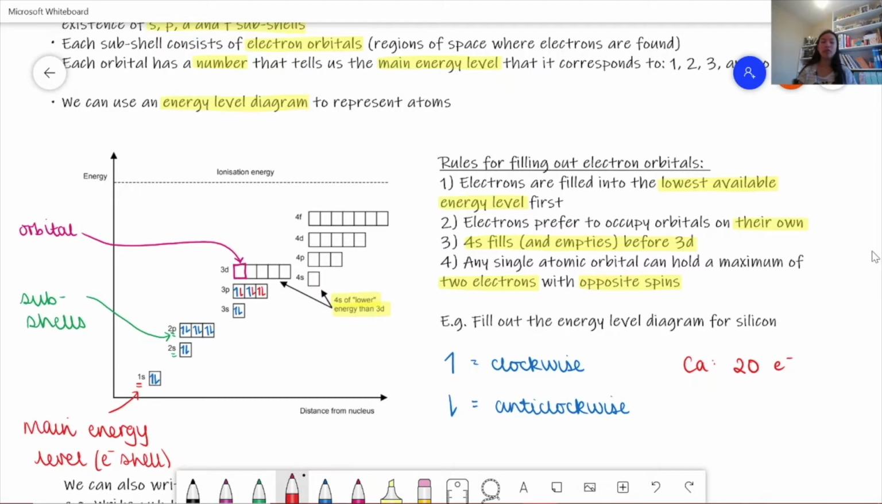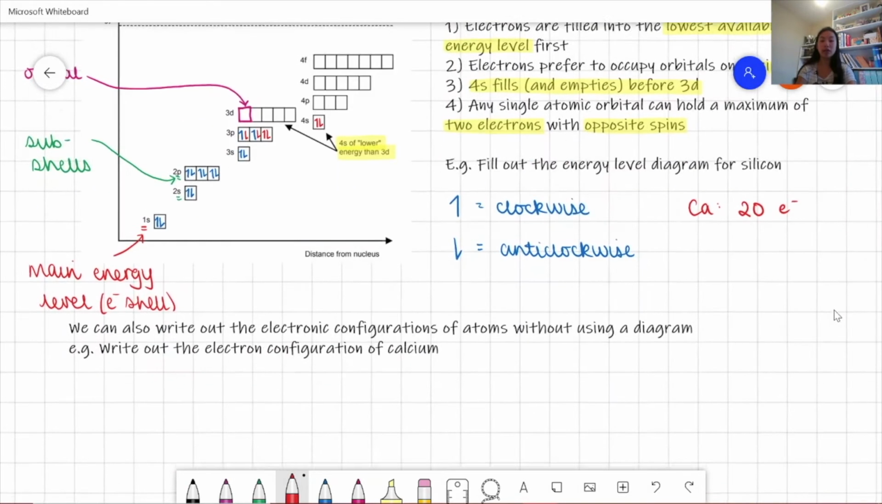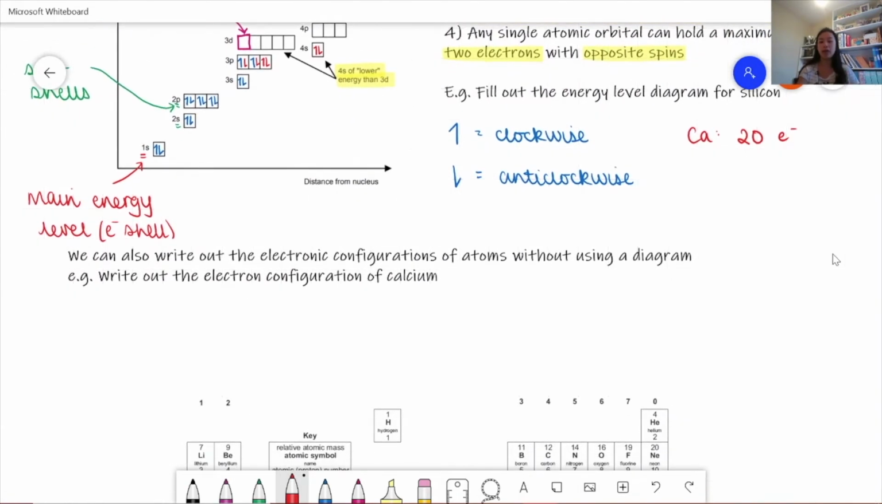But now we need to remember our rule about how 4s will fill before 3d. And so we need to fill out 2 electrons into 4s instead of any in the 3d. And so this would be our energy level diagram for calcium. And we can also write out the electron configurations of atoms without using a diagram, so a shorthand method. And so, for example, we're going to look at how to write out the electron configuration of calcium.